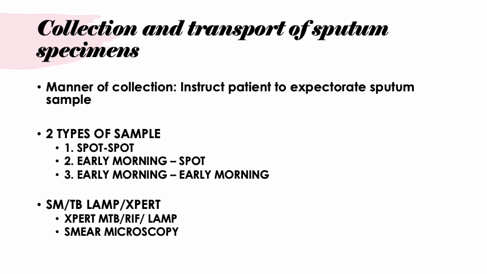Now, usually two types of sample are submitted: the spot sample or the early morning sample. When we say spot sample, you collect the sputum of your patient at any time of the day. When we say early morning, you instruct the patient to expectorate the sputum early in the morning in the house and then submit the specimen early morning to be processed.